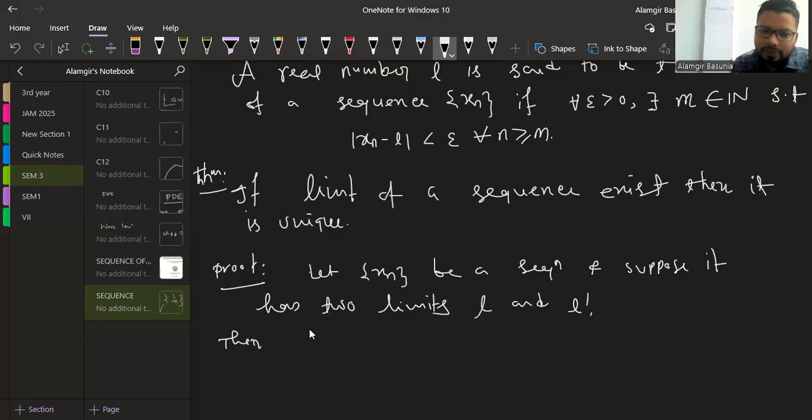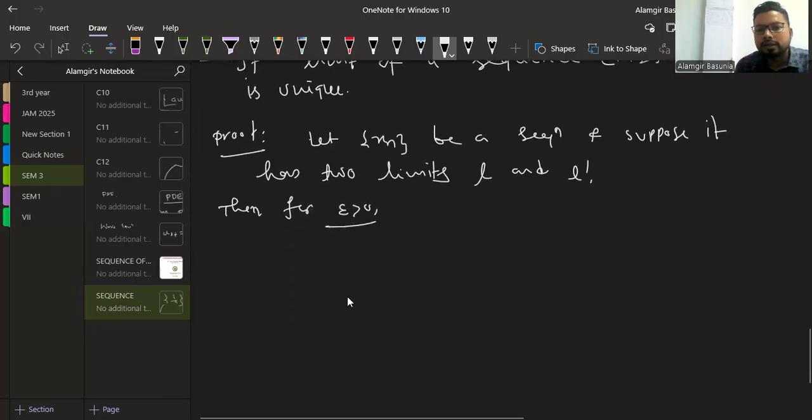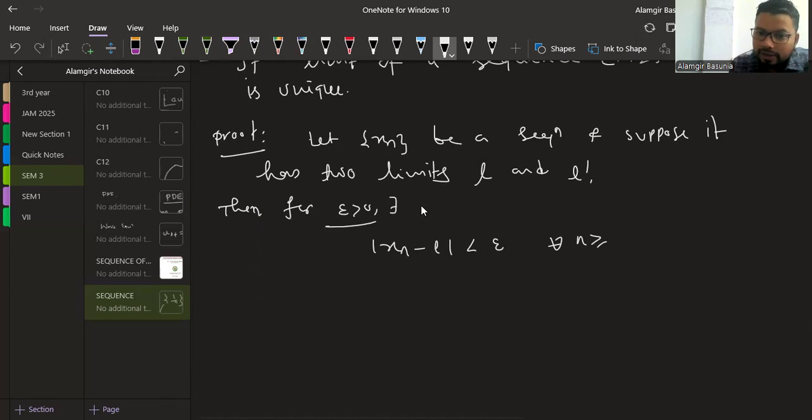Then for epsilon greater than 0, what we can say? Mod of xn minus L less than epsilon for all n greater than or equal to some number. For this epsilon greater than 0, we will get a natural number. There exists m1 belonging to the natural numbers such that mod of xn minus L will be less than epsilon for all n greater than or equal to this m1.